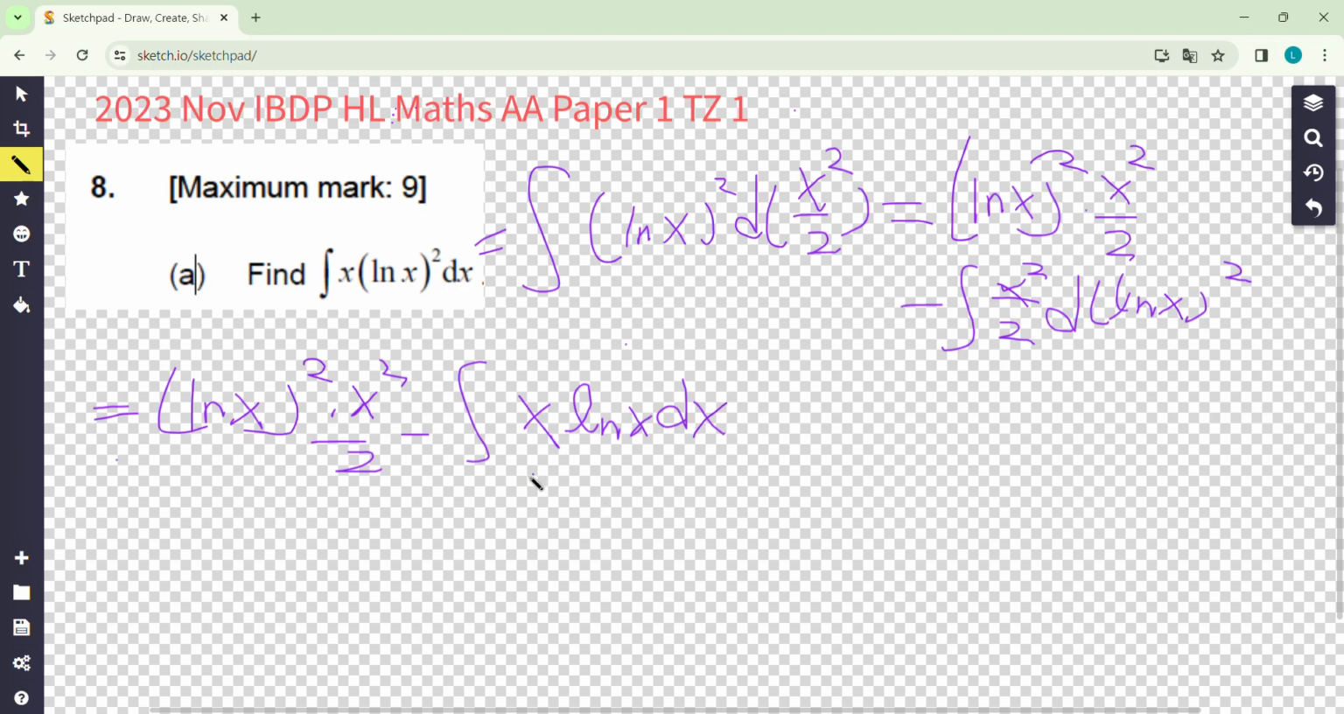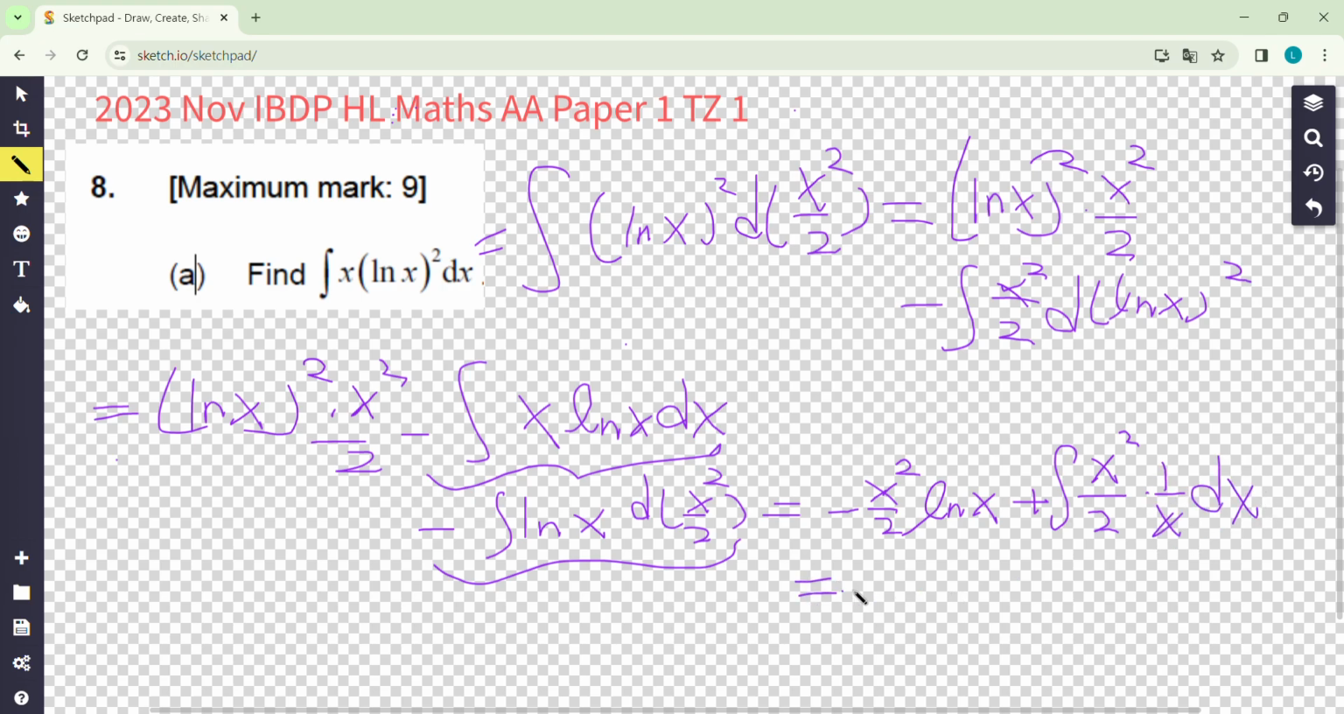And then do integration by parts for the second one again. Concentrate on this one, okay? Then this one will become this. And then you got the result.